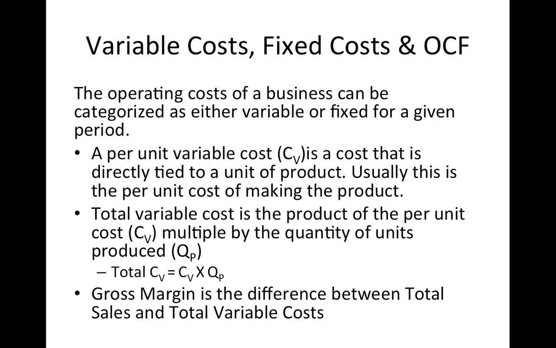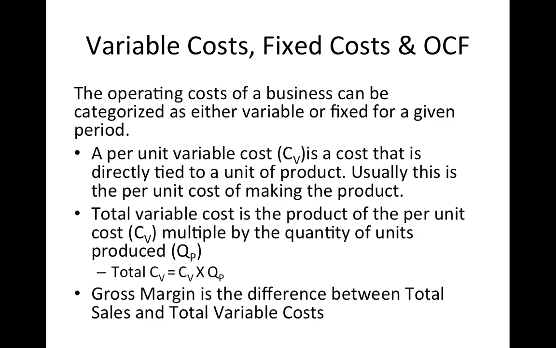Then from that, in order to get to the operating cash flows, you have to figure out the costs. And so there are variable costs and fixed costs. The per unit variable cost is the cost that's directly tied to the unit of a product. So we usually think of that as the cost of making the product. Sometimes there will be some other cost that you incur that isn't really about making the product, but is very much tied to the sale of it, let's say like a commission or something. But it's all the costs associated with getting the product into the customer's hand that are per unit costs.